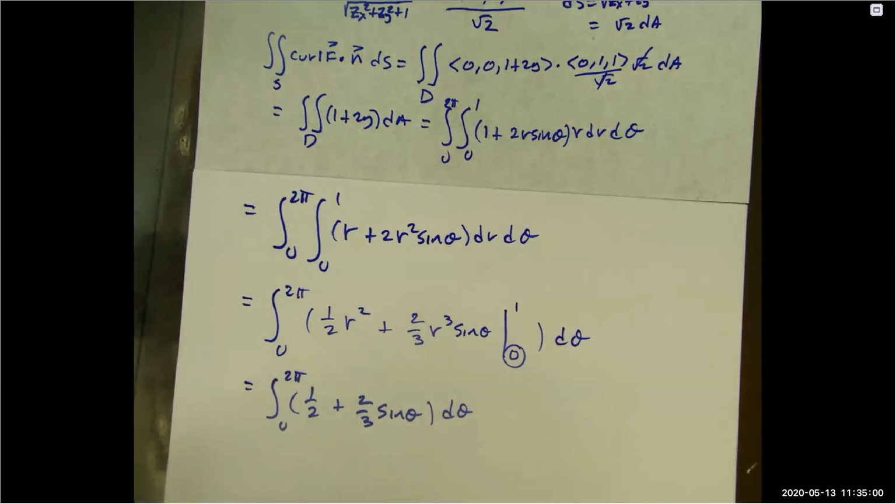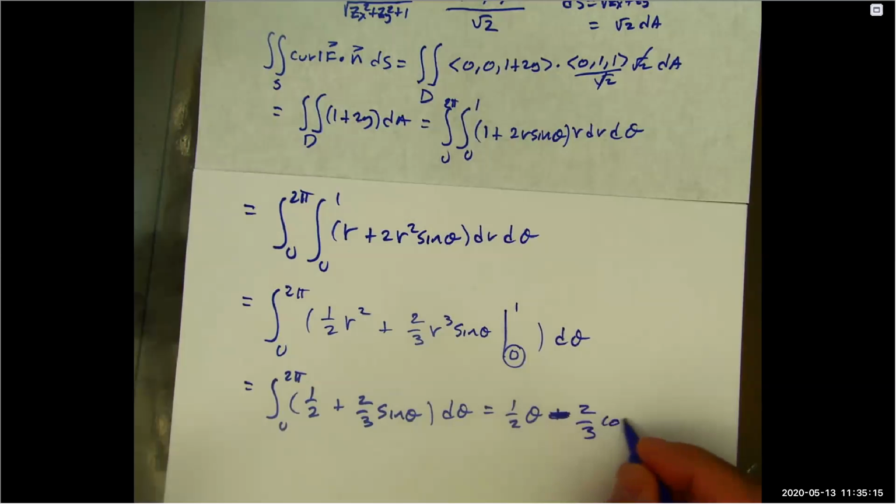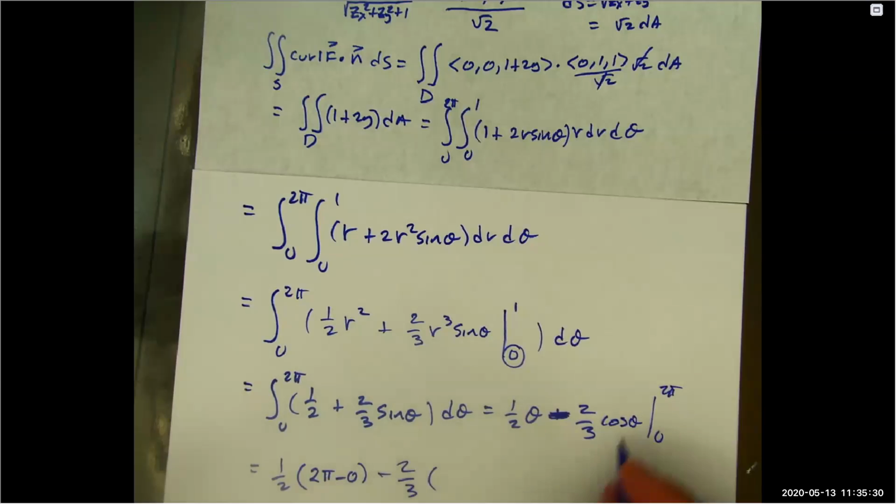All right, so we're going to end up with 1/2 theta minus 2/3 cosine theta from 0 to 2 pi. And so what we'll end up with is 1/2 of 2 pi minus 0, and then minus 2/3 of 1 minus 1. And so we just end up with pi. All right, so we get an answer of pi.